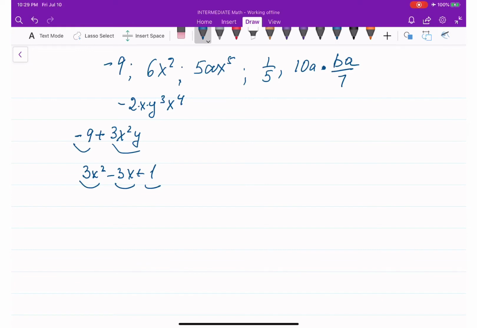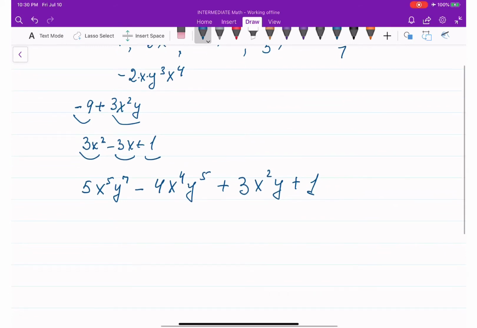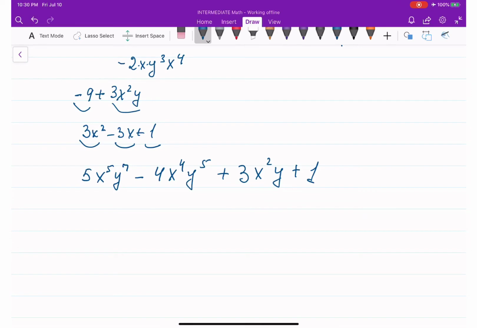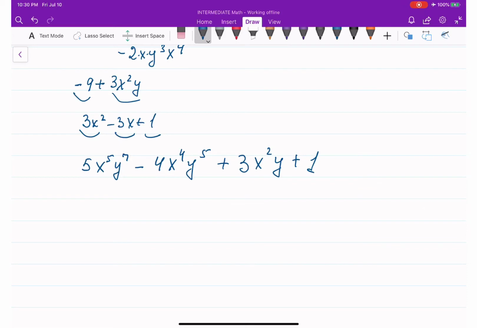So for example, 5x to the 5, y to the 7, minus 4x to the 4, y to the 5, plus 3x squared y plus 1. This is already a polynomial. Now, a polynomial has a degree, which you are going to use in pre-calculus if you take this subject. So what is degree? How do we identify the degree of a polynomial? Let me take this example.